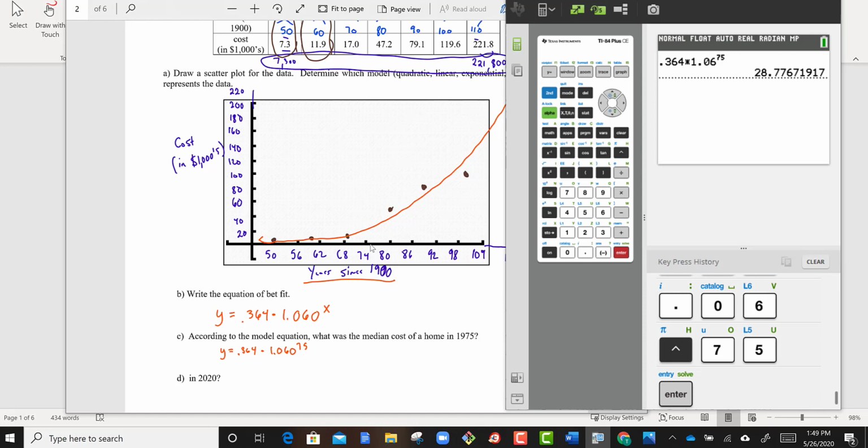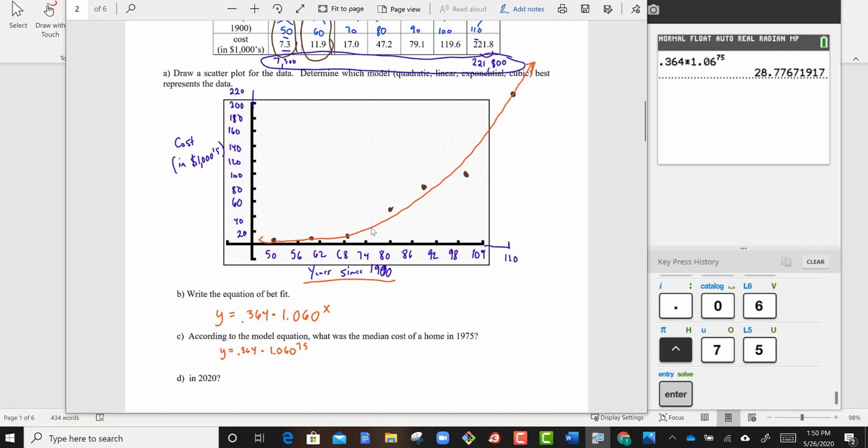And if we go up to our curve, do we find 28 in that? Pretty darn close. So you can see this point on the curve is directly above the year 1975, and it's right around the value that the calculator is providing for us. So according to the model equation, what was the median cost of a home in 1975? The median cost of a home was $28,777.